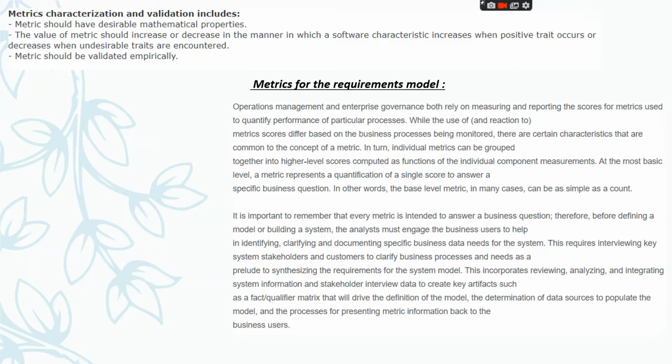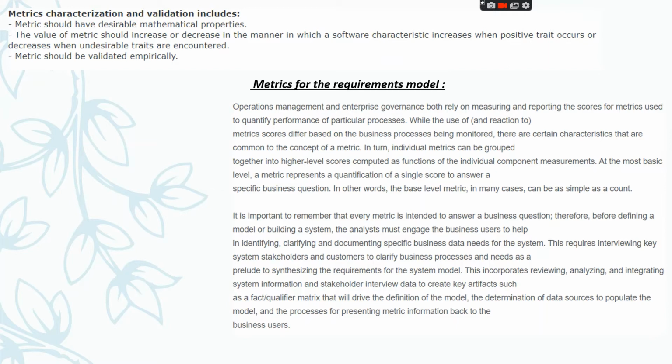So if we look into the graph of metrics, you'll see an upward parabola to be considered, because the value should neither increase nor decrease in a manner where its positive trait occurs to be decreasing or increasing when undesirable traits are encountered. And that's the reason why it's said metrics should be validated empirically. Now we move forward to the next topic, that is metrics for the requirements model.